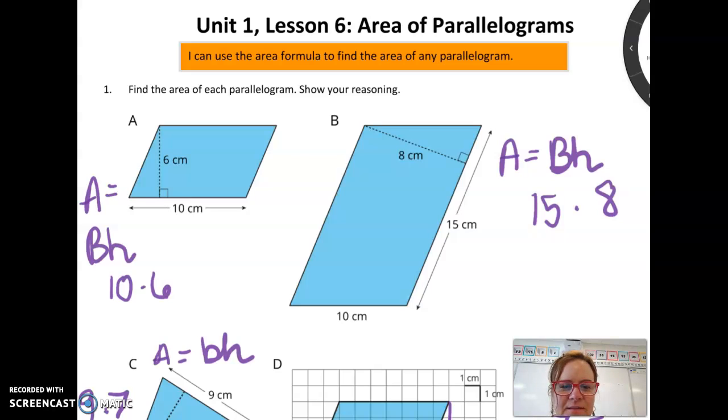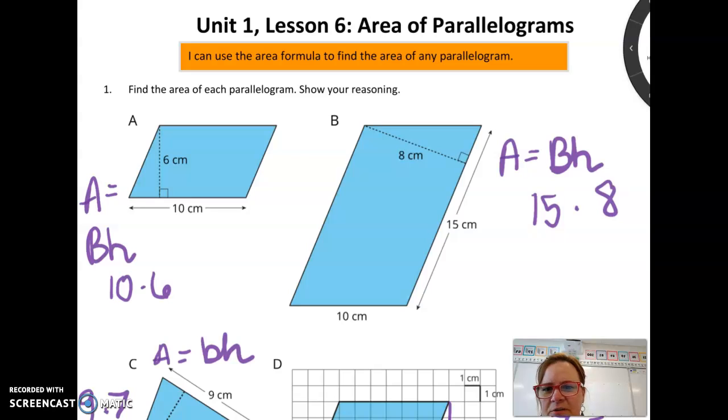I'm going to go through the lesson 6 work, the 5 problems. You should be checking your own work, correcting, and all of that. All right, so to start with, we are to find the area of each parallelogram. Each parallelogram here shows a base and a height.